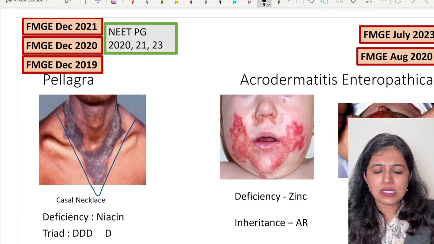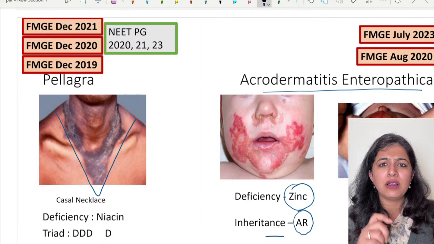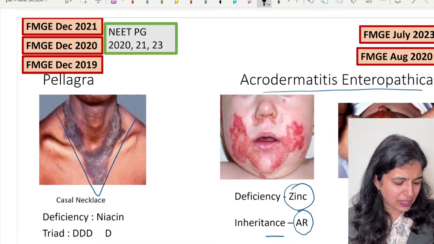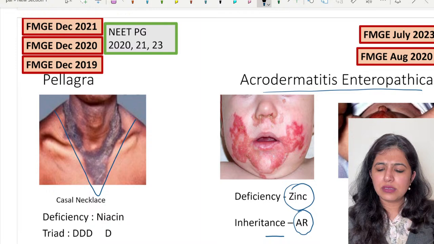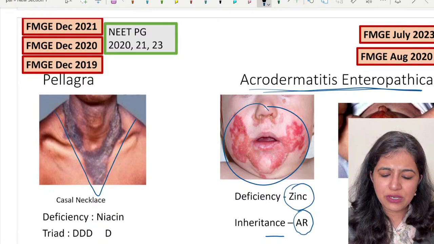This is pellagra. Then we have acrodermatitis enteropathica, deficiency of zinc, autosomal recessive inheritance. Triad is DAD: diarrhea, alopecia, dermatitis. This is what the question mentioned. An 8-month-old baby presented with diarrhea, skin rash, alopecia, poor wound healing. What is the diagnosis? The diagnosis is acrodermatitis enteropathica. You will see rash on the face or the groin of the baby.